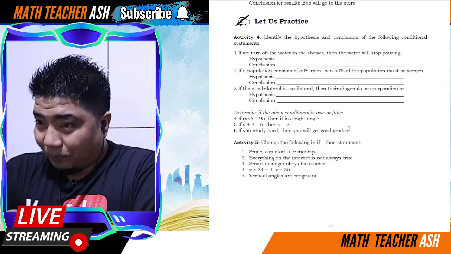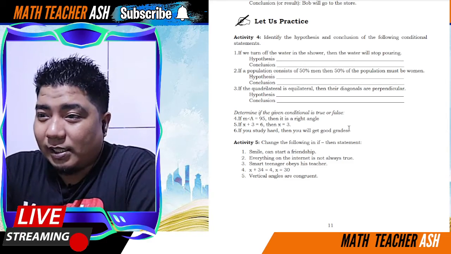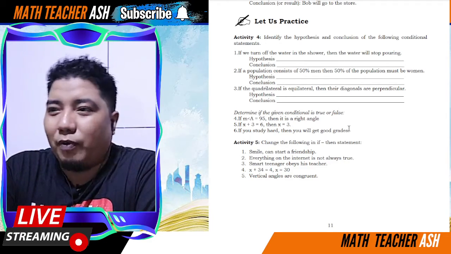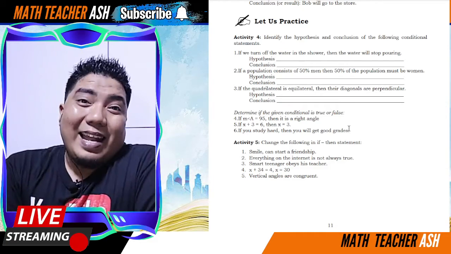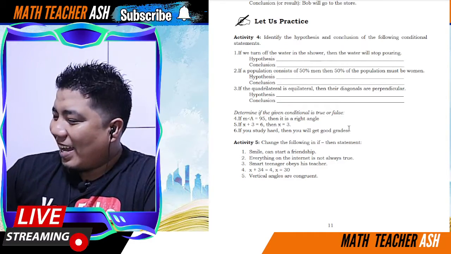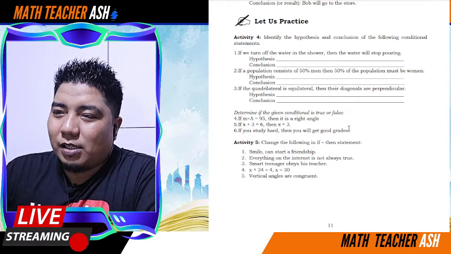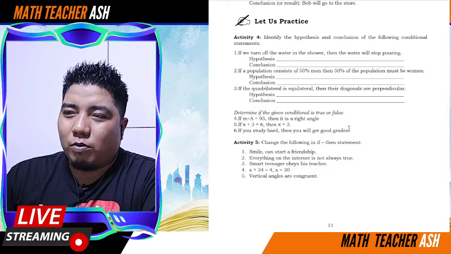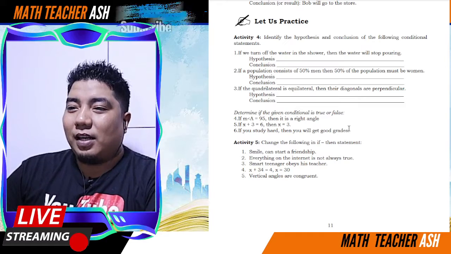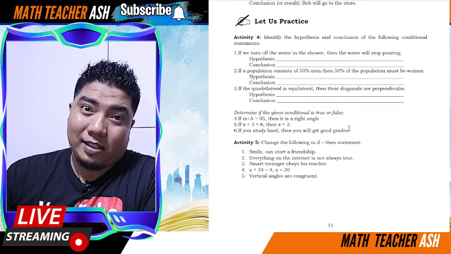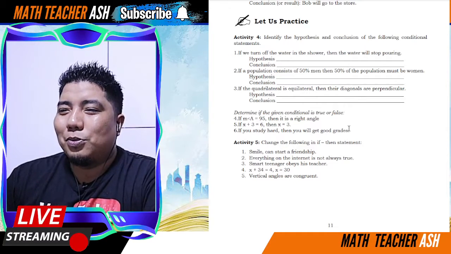Okay, true or false tayo. If the measurement of angle A is 95 degrees, then it is a right angle. Wrong. False yan. Bakit? Because a right angle is always 90 degrees. Alright. How about this? If x plus 3 is equal to 6, then x is equal to 3. So, kung papalitan natin ng 3 si x, that will give us 3 plus 3 is equal to 6. Is the statement correct? Yes, that is correct. So, it is true. Easy, right?